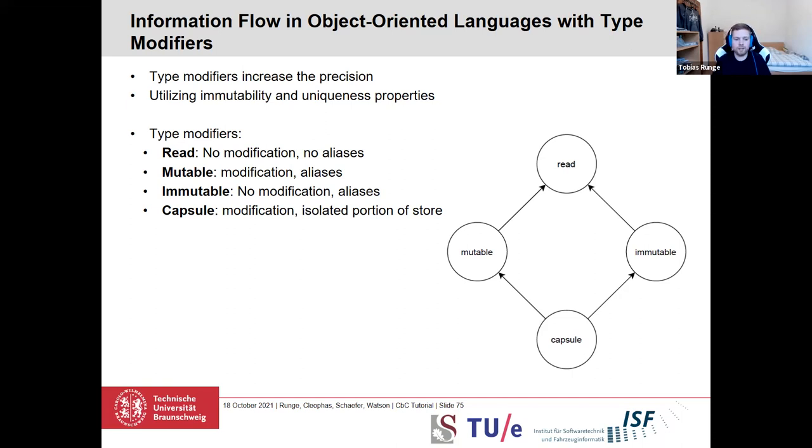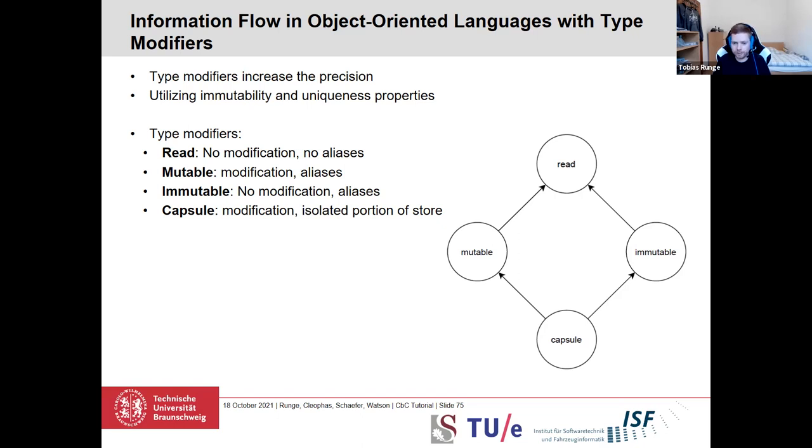And the last part is capsule. That's a specific modifier that says I have an object and only one reference to that object. So it's like an isolated portion of store. Then you can update the object, maybe with setters and getters, but you still know at every step that it is isolated. Nobody else can see that information.